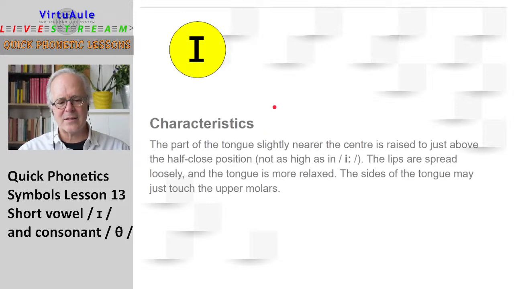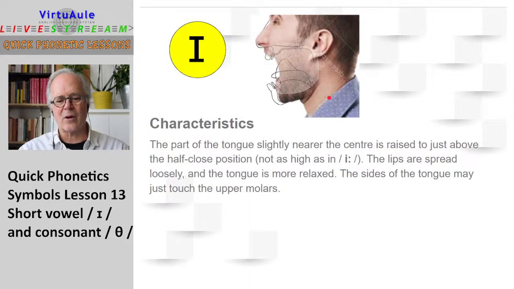The characteristics: part of the tongue is slightly nearer the center, is raised to just above the half close position. Close position. Not as high as in E. The lips are spread loosely and the tongue is more relaxed. The sides of the tongue may just touch the upper molars. Okay, let's see how that works.